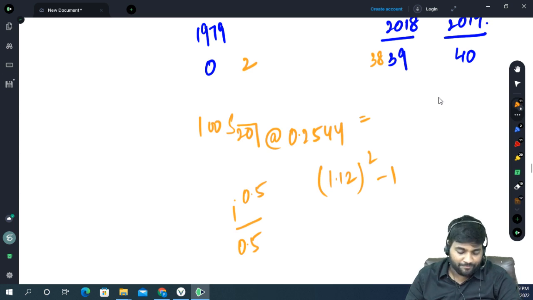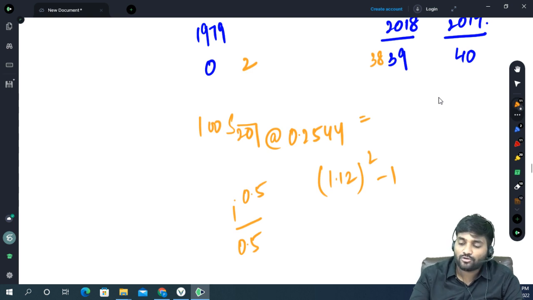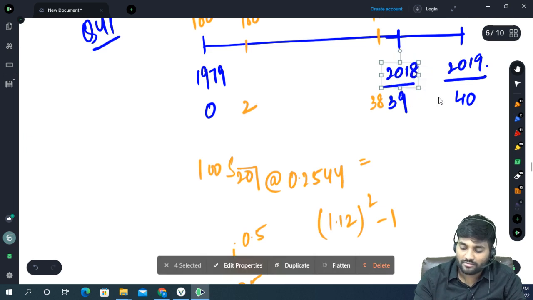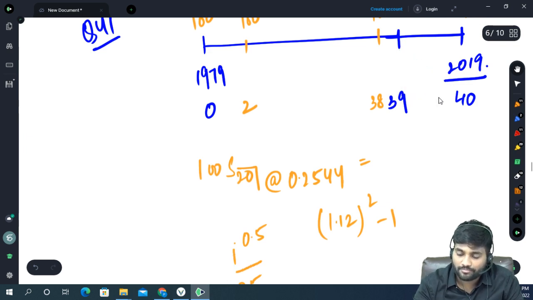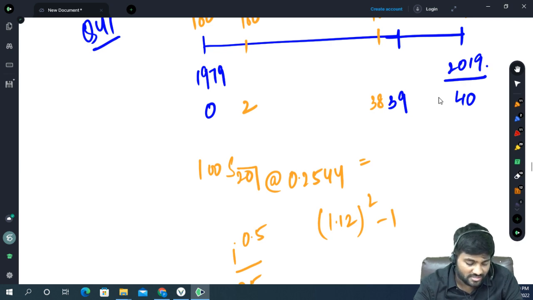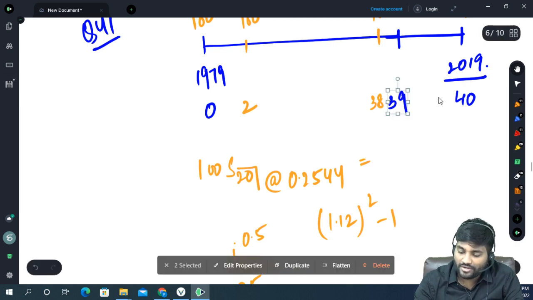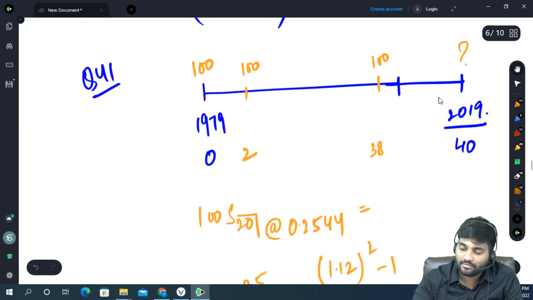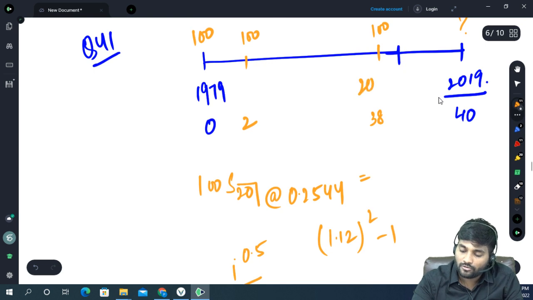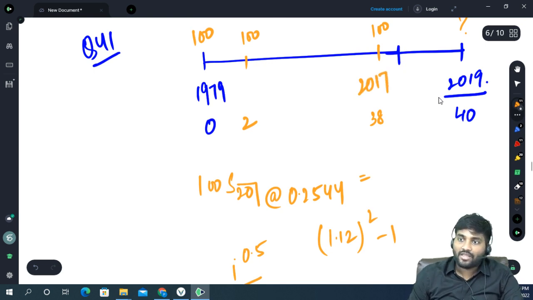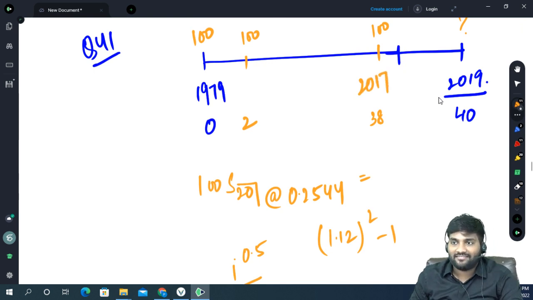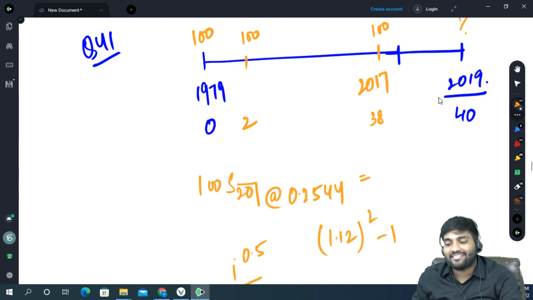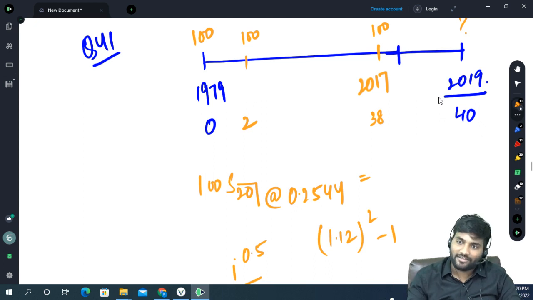No. Wait. 1st January 2018 is not 2018, it is 2017 only, na? So we have done it correct only. So we don't need 39. So this will be 2017. Now calculate 21 plus 17. 38. So the last payment is at time 38 and they have asked us to calculate the value at 40.